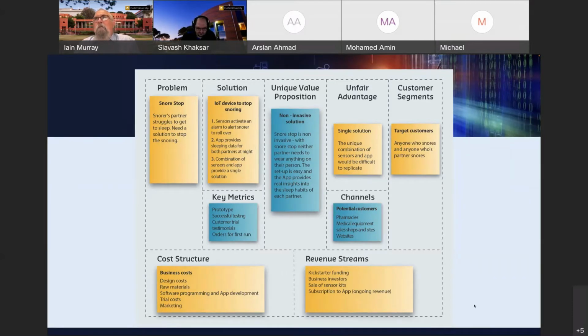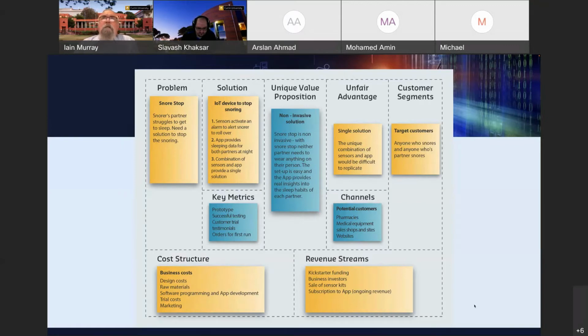So what are we going to do to solve this problem? In very broad terms, have a few things in the solution that you're going to be working on. Don't make the list too long, don't make it too short either if you can. We need a unique value proposition, and in this case, the snore stop is non-invasive. Neither partner needs to wear anything on their person because we're using audio to pick it up, and it's nice and easy to set up. So that's our unique value proposition.